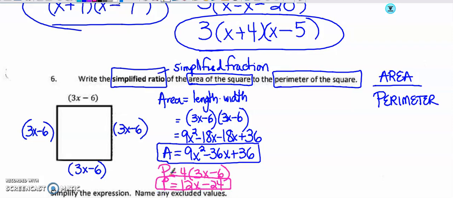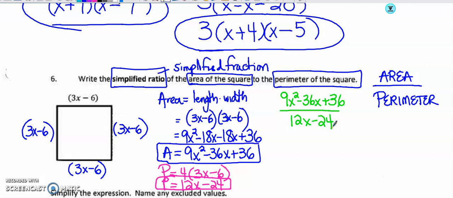So the first step in this problem is you must know the correct area and the correct perimeter. Now here's where it comes into play what you all learned yesterday. You're going to write a fraction. In the numerator, you're going to put the area, 9x squared minus 36x plus 36. In the denominator, you're going to put your perimeter, 12x minus 24.